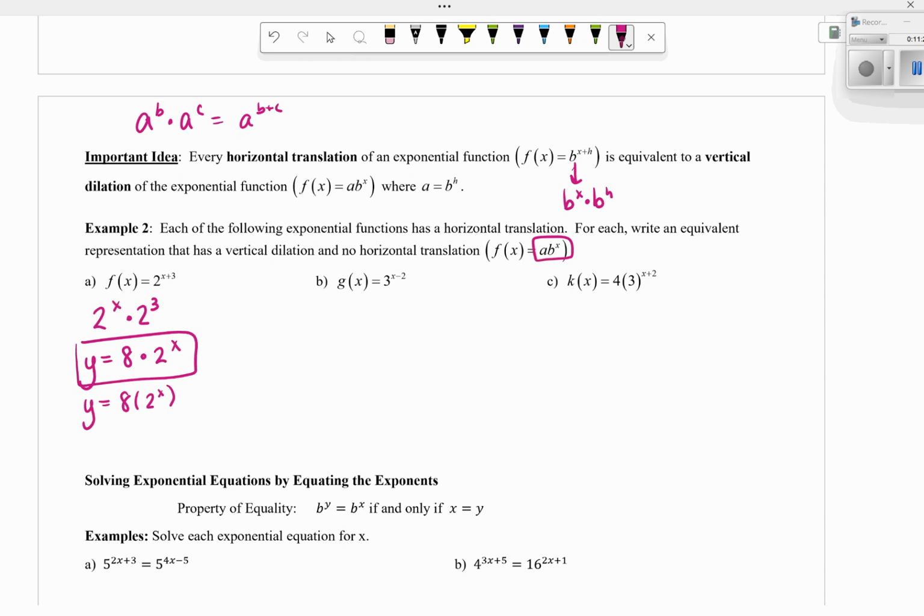So here g of x, same thing. So we have 3 to the x times 3 to the negative 2. So remember, 3 to the negative 2 power is really 1 over 3 squared times 3 to the x. So we get y is equal to 1/9 times 3 to the power of x.